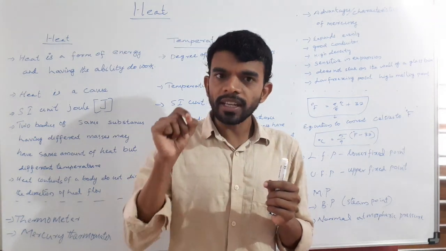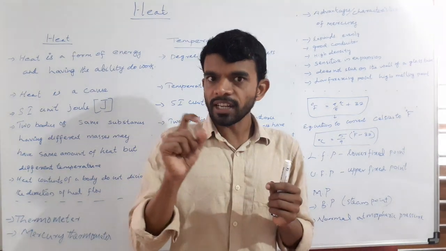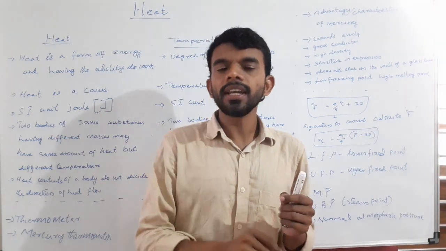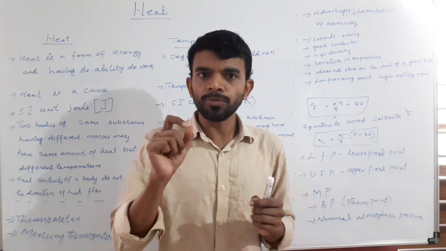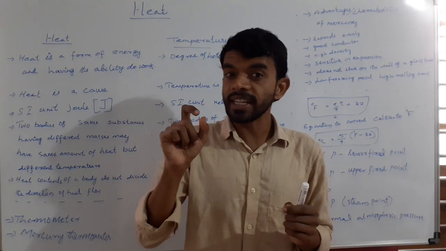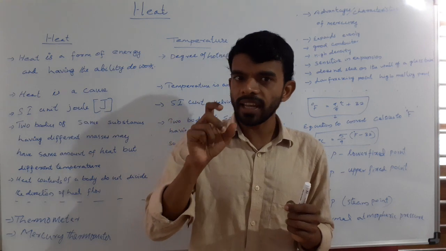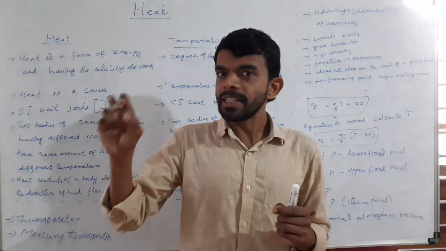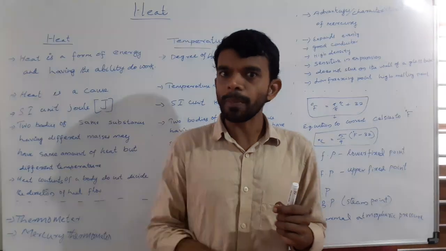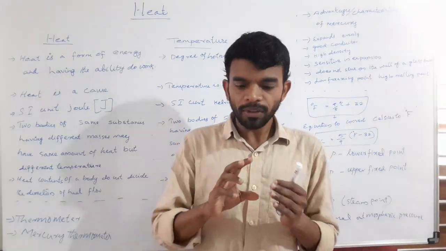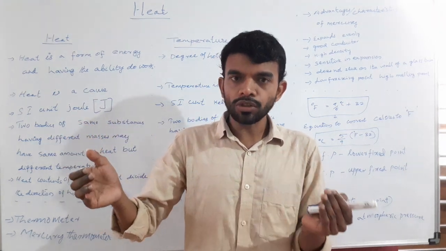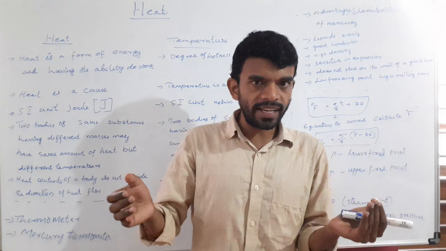In the case of degree Celsius, the numerical for the melting point of ice is 0 degree Celsius. In the case of Fahrenheit, the numerical is 32 degree Fahrenheit. So 32 degree Fahrenheit stands for the melting point of ice. 0 degree Celsius also stands for the melting point of ice. So 0 degree Celsius is equivalent to 32 degree Fahrenheit.